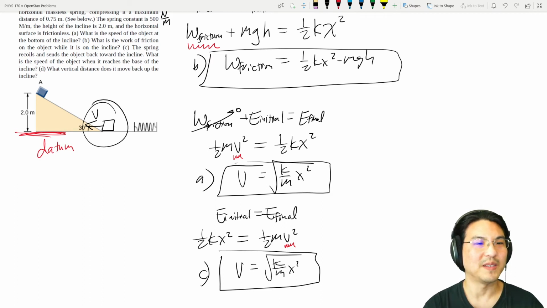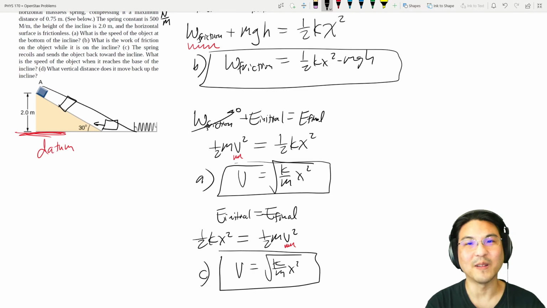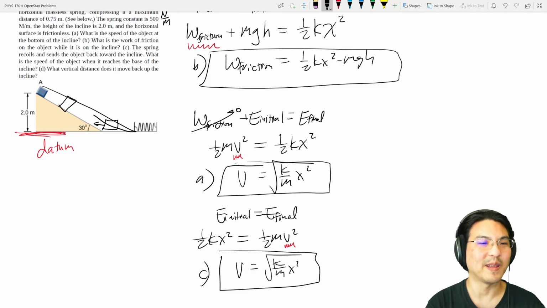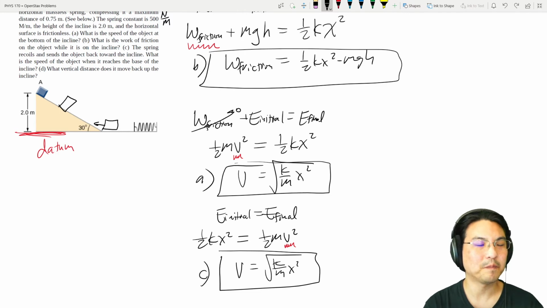Okay, then part D, it's going some speed over here, but then there's no way it can reach here, right? Because when it slid down the ramp, it lost energy. And now that it's sliding back up the ramp, it's again losing energy because of friction. So how high is this?